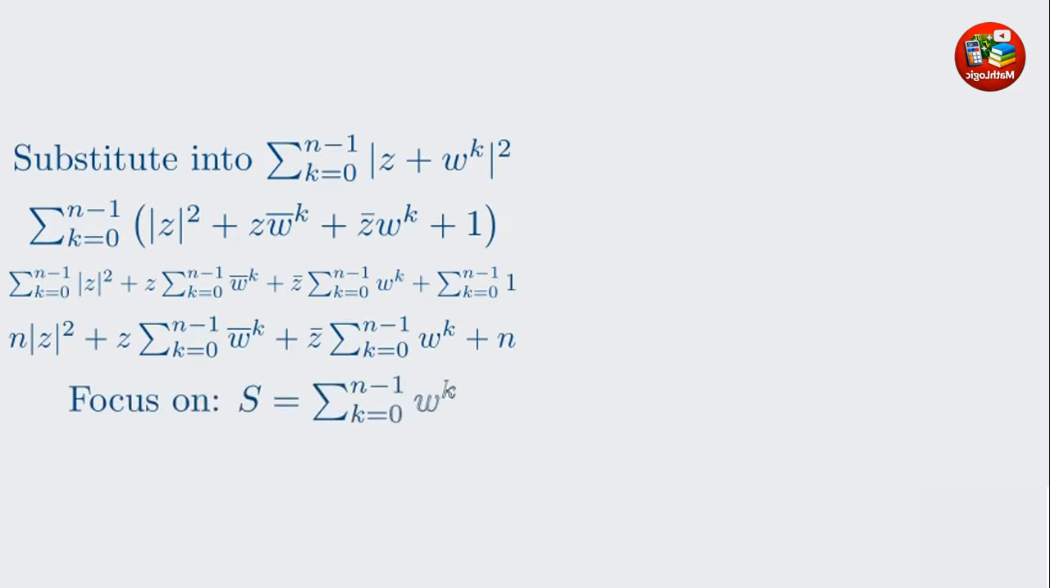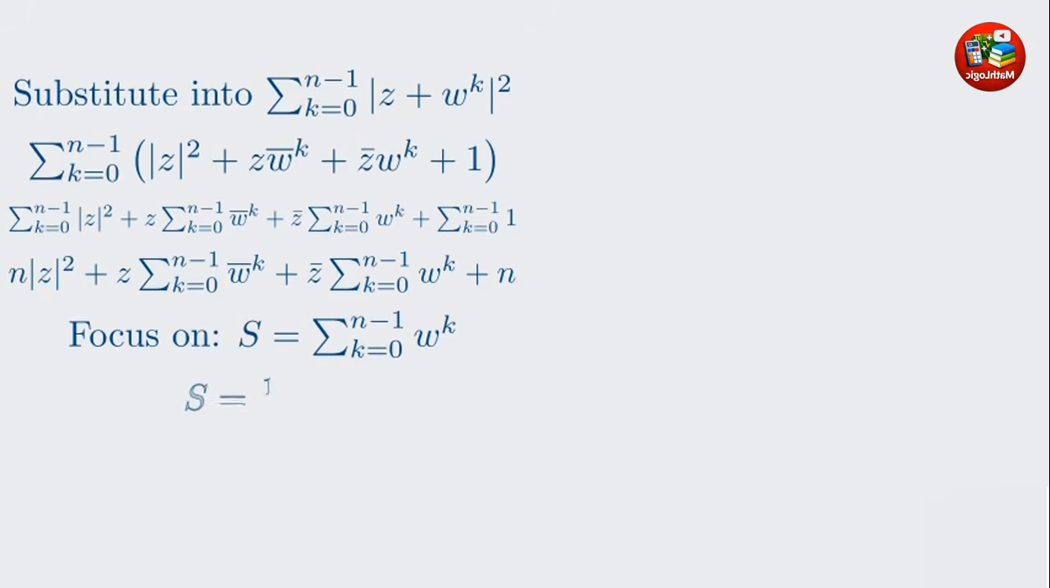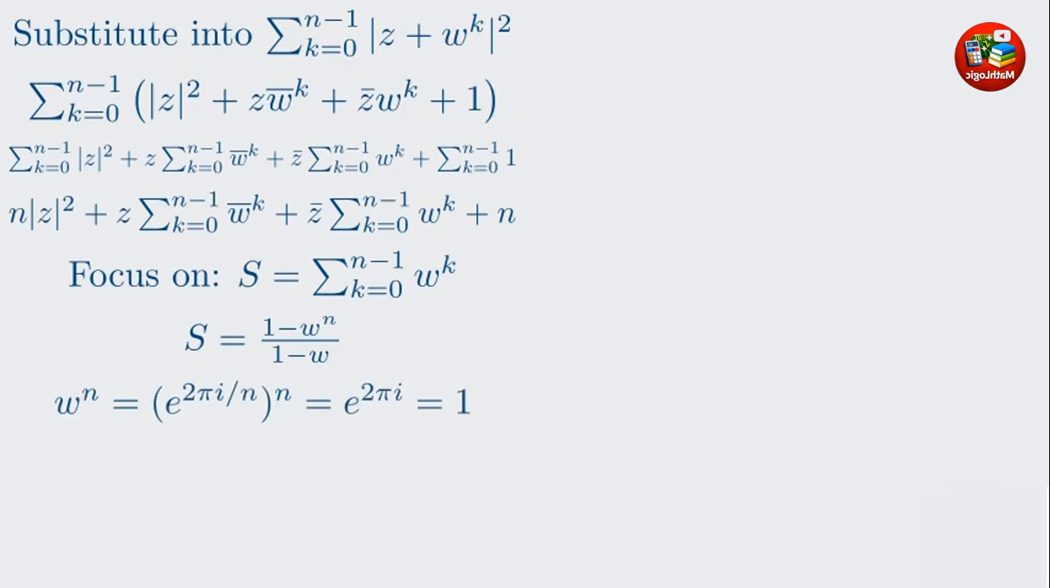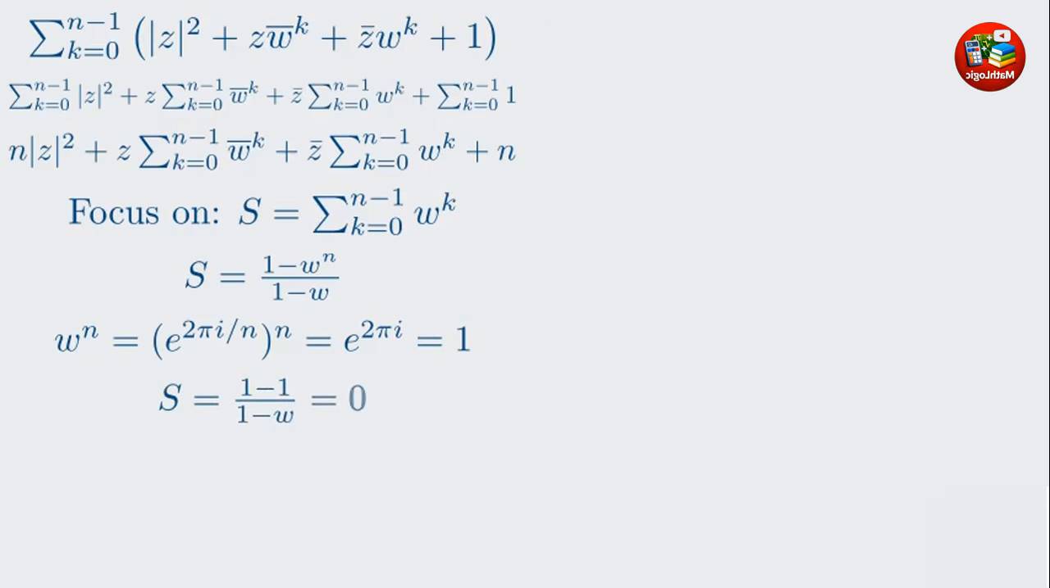Now, let's focus on the sum of w to the power of k. This is a geometric series, with the first term being 1 and the common ratio being w. Using the formula for the sum of a finite geometric series, this equals 1 minus w to the power of n, divided by 1 minus w. But remember, w is an nth root of unity. This means w to the power of n is exactly 1. So our numerator is 1 minus 1, which is 0. Therefore, the entire sum of w to the k is 0.